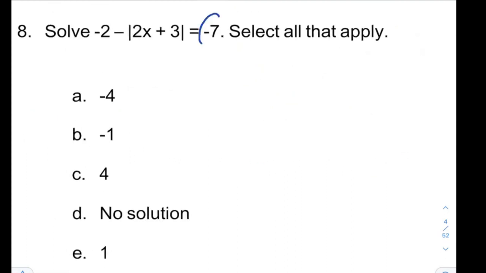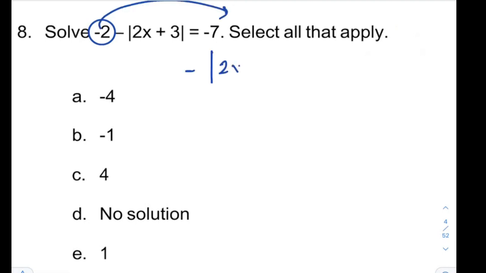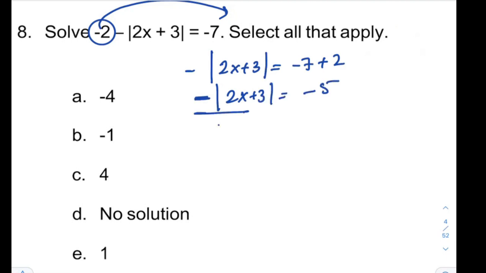Here you cannot say that this is negative, so no solution. We have to isolate the absolute value first and then start to judge. So we will take the negative 2 first, get rid of the negative and the positive. So we will have 2x plus 3 equals negative 7 plus 2. So we have, this is equal to negative 5. Again, we have negative here, so we will divide by negative 1, and we end up with a positive number.